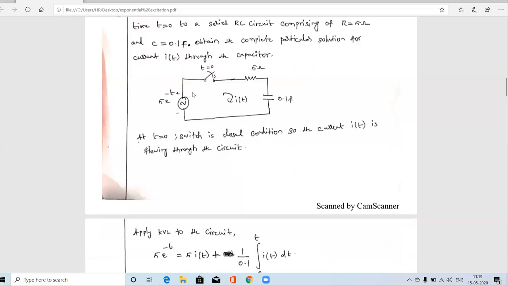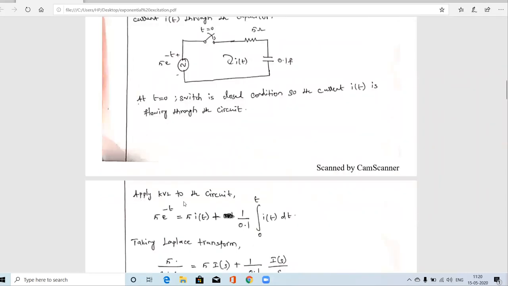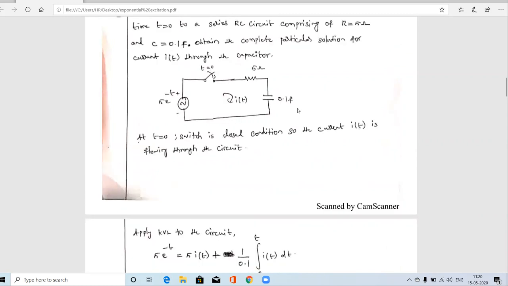You know, at time t equal to 0 the switch is closed. Before that, the switch is open, so no current is flowing. At time t equal to 0 the switch is closed, so we get one closed path. Let us consider the current flowing in the closed path is i of t. What is the next step? We have to write the KVL equation. So apply the KVL equation for this loop.